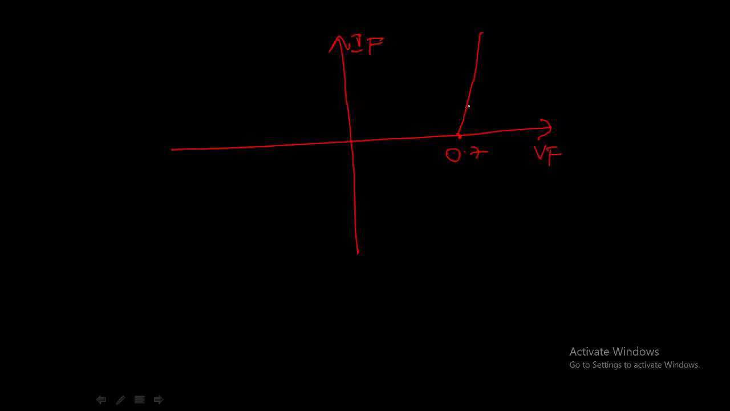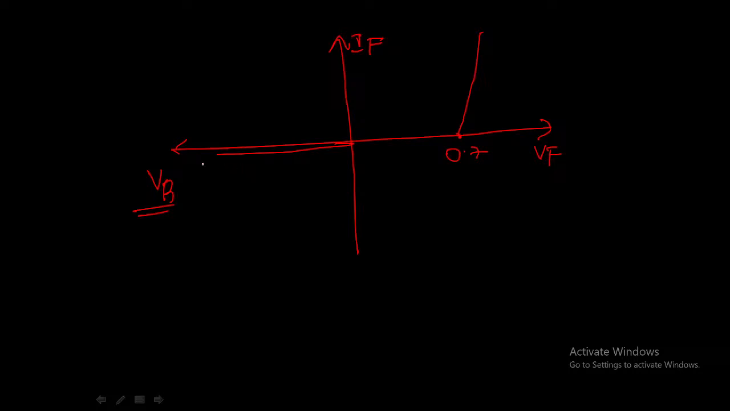Now coming to the reverse side, in the reverse bias, there will be a small current flowing through the diode, and it is indicated like this. It flows through the dynamic resistance RD. So this is how the VI characteristics for this particular model are drawn.